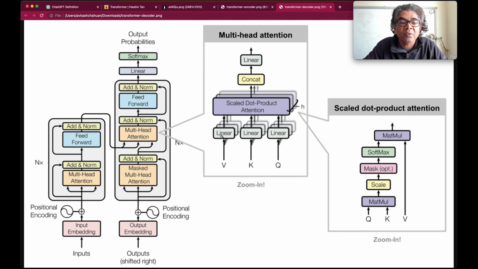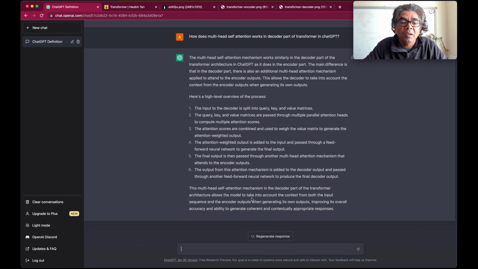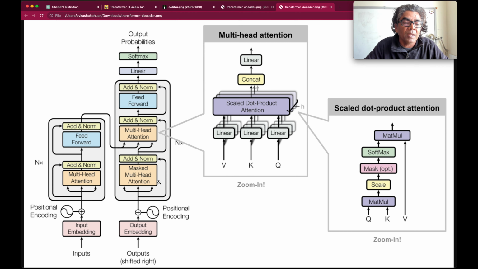So again, you can see multiple parallel attention heads, which is very similar to what we have seen here. In step 5, the final output of the previous layer is passed through another multi-head attention mechanism that attends to the encoder outputs. The results, the encoder outputs, are also added along with these, and then concatenated or added and normalized.